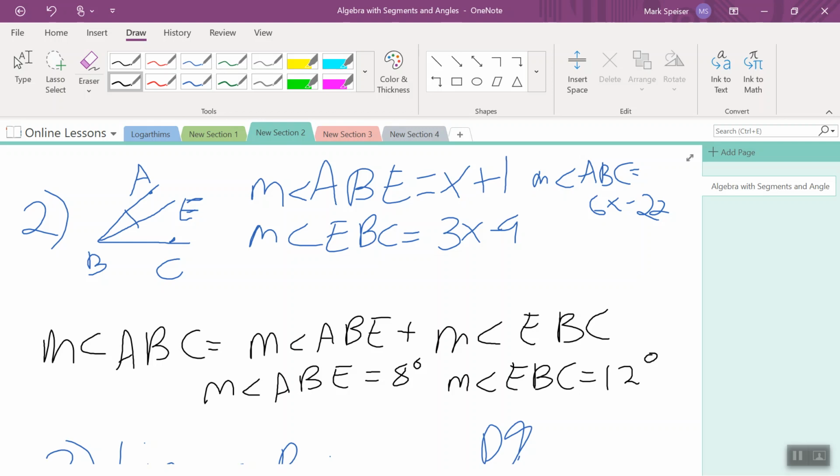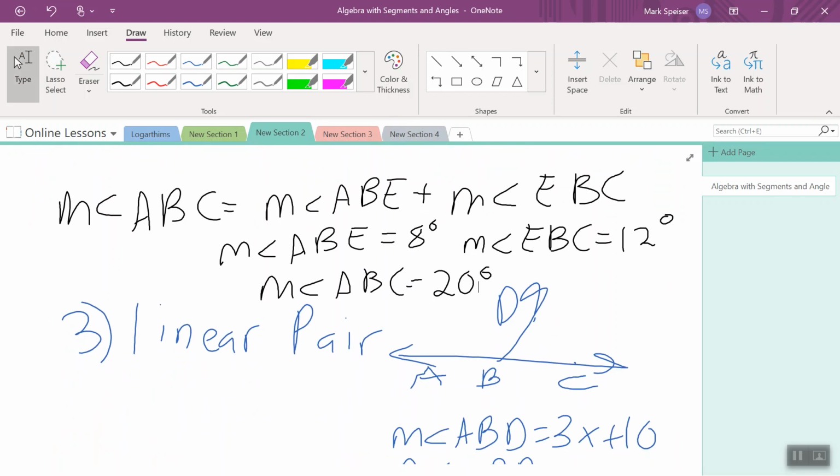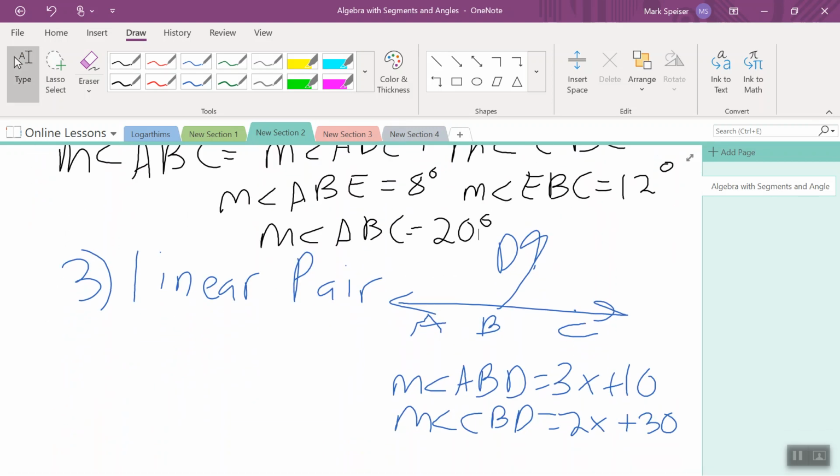and then if you want to show it, 6 times 4 is 24, 6 times 7 is 42, 42 take away 22 is 20 degrees. So the measure of ABC by a little addition is 20 degrees. Okay?